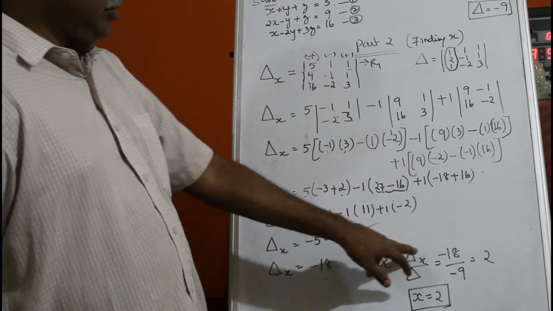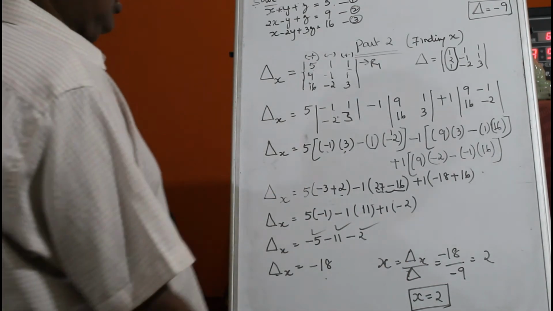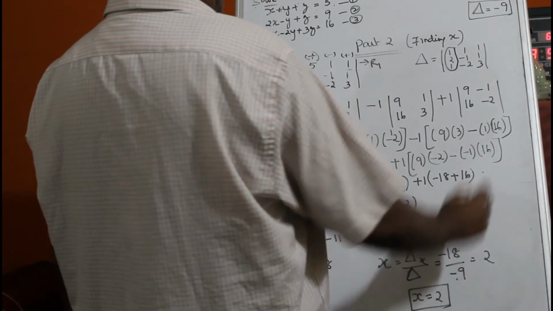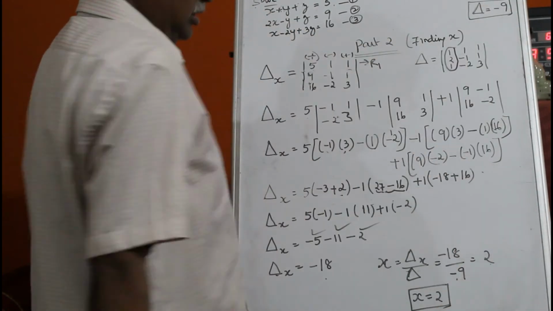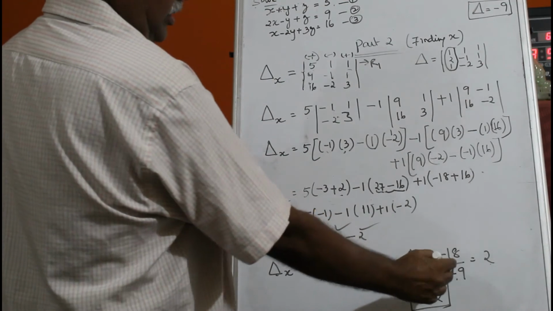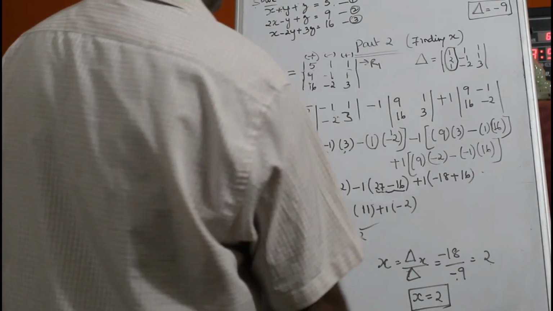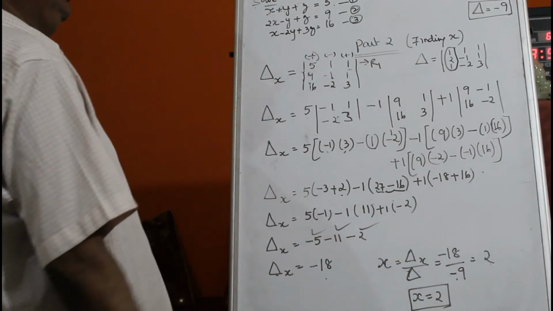The formula is x equal to delta x by delta. You get minus 18 by minus 9. See, delta is minus 9, which we did in part 1. You get the answer x equal to 2. So this is how we get the value of x.